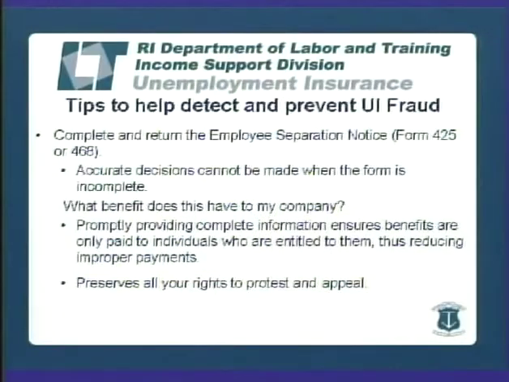The third tip that I can provide to employers to help prevent and detect unemployment insurance fraud would be to complete the employee separation notice, Form 425 and 468, in a quick and accurate manner. It's impossible for the department to make an accurate determination without the return of these forms. Oftentimes, the information provided by the unemployment insurance claimant is their interpretation of the separation and not necessarily what happened in the eyes of the employer. So it's critical that we receive these forms back.